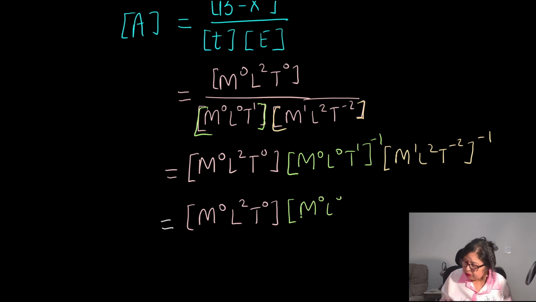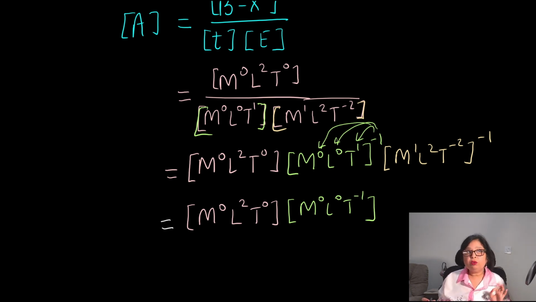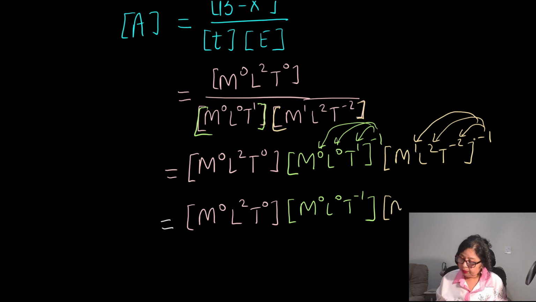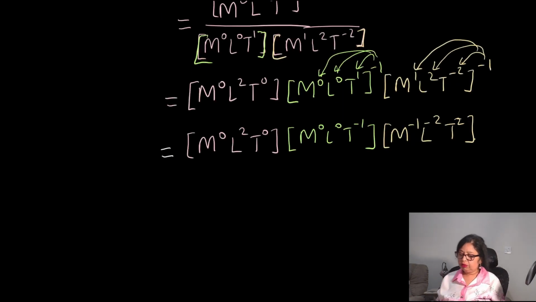times m0 L0. Now this minus 1 is coming inside and multiplying each of the exponents. So zeros multiplied with anything still remain 0. Hence m0 L0. However, t becomes t to the power minus 1. Same thing I'm going to do with the last factor now. Minus 1 comes inside and multiplies each of these exponents inside. It gives you m to the -1, l to the -2, t to the +2. Two negatives cancel out. And of course, on the left-hand side, I have a here.